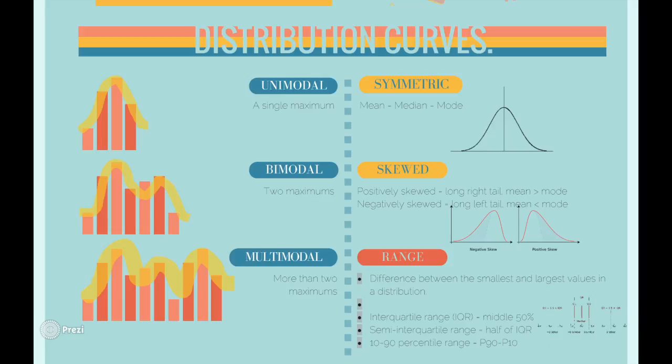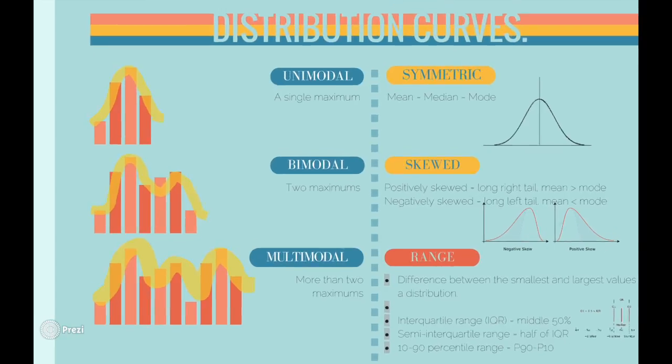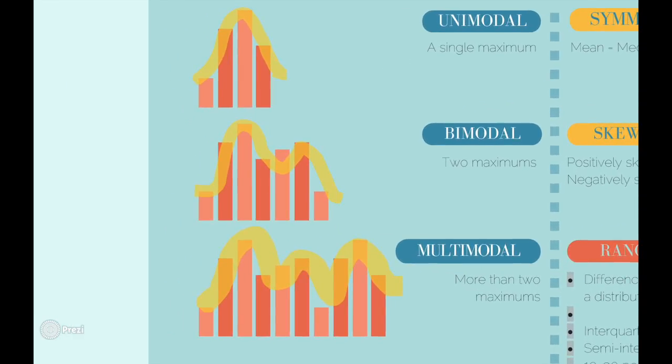So let us first visit some terminologies that describe distribution curves. The first one is unimodal, bimodal, and multimodal. These different terms describe the number of peaks in a curve. For unimodal, that is when you have one peak. Bimodal, two peaks. Multimodal, more than two peaks.